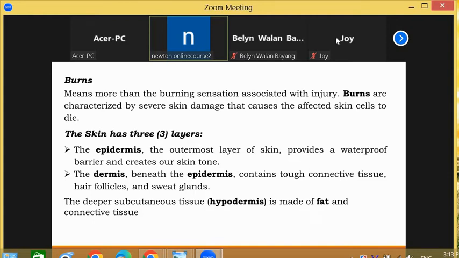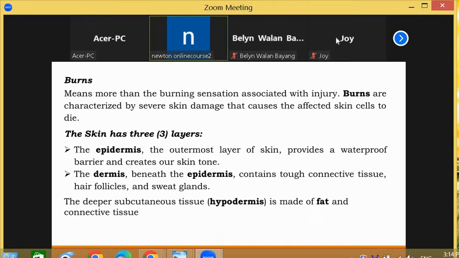Burning means a sensation associated with injury. Burns are characterized by severe skin damage that causes the affected skin cells to die. So most of the people experience the burns. Not only a single one, so all of the person will be only a little bit.